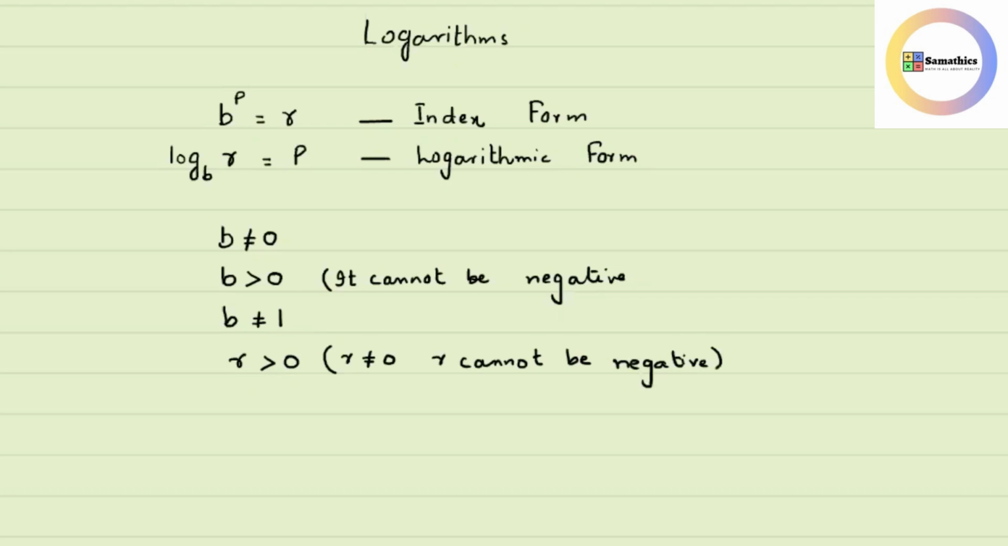Now, why is it so? You see that if we have 2 power 4, it is equal to 16, right? The result cannot be negative, whether the power is positive or negative, we get the answer as positive. So this is not to be negative. Is this clear?